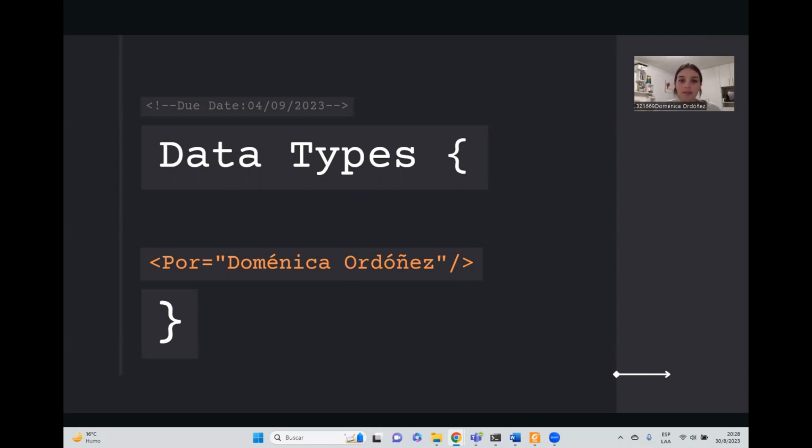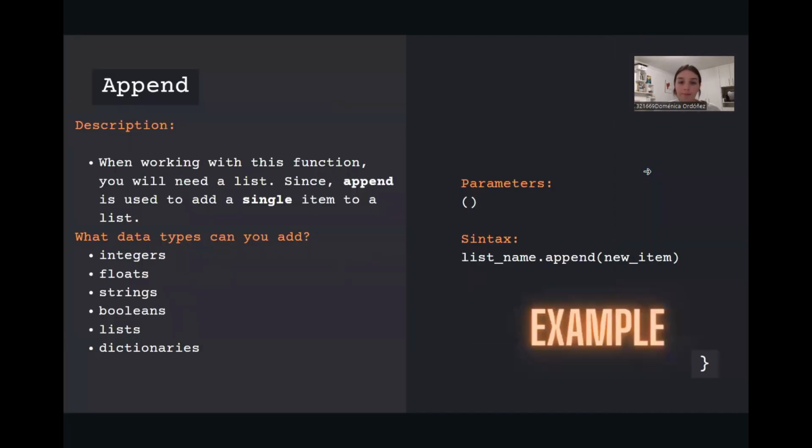We're going to talk about lists and dictionaries. Starting with lists, we have the first function, which will be append. In this function, keep in mind that you will only be adding one single item to a list.